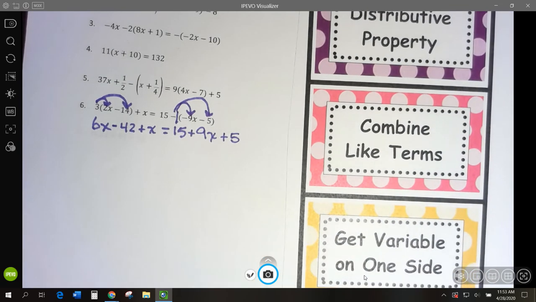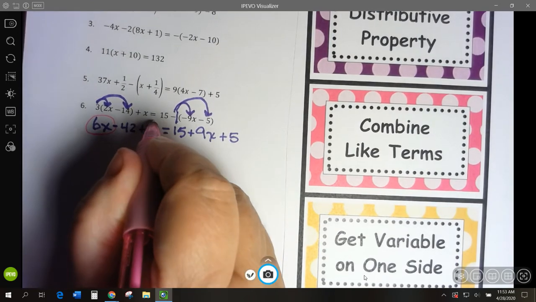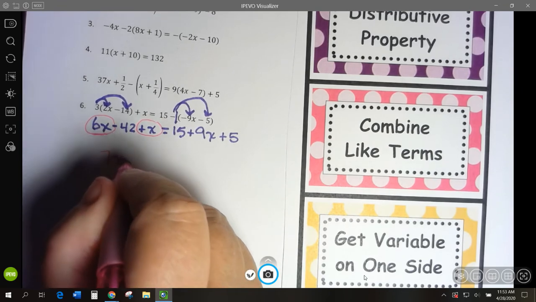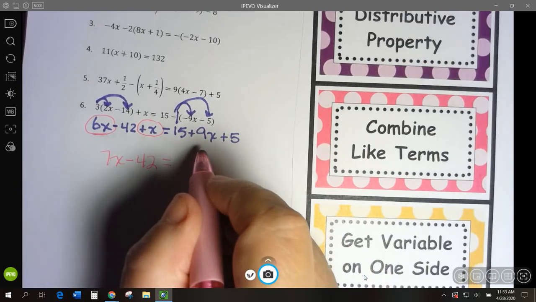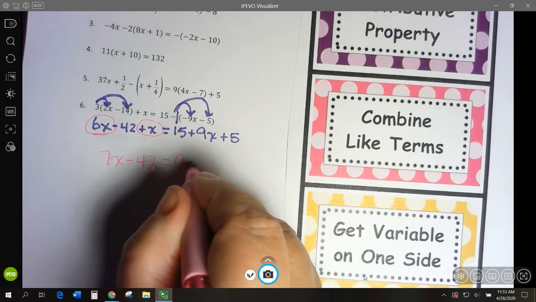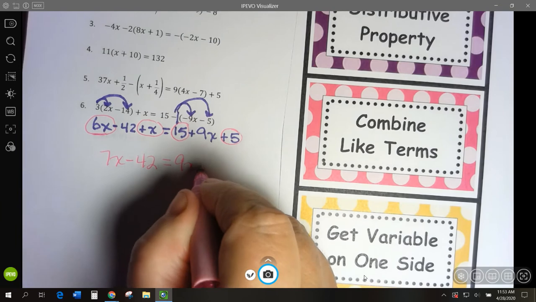Next, we're going to combine our like terms. So let's do the 6x and the x here. So that's going to give me 7x. Then minus the 42, bring that down, equals 9x here, right? And 15 and 5 is a plus 20.